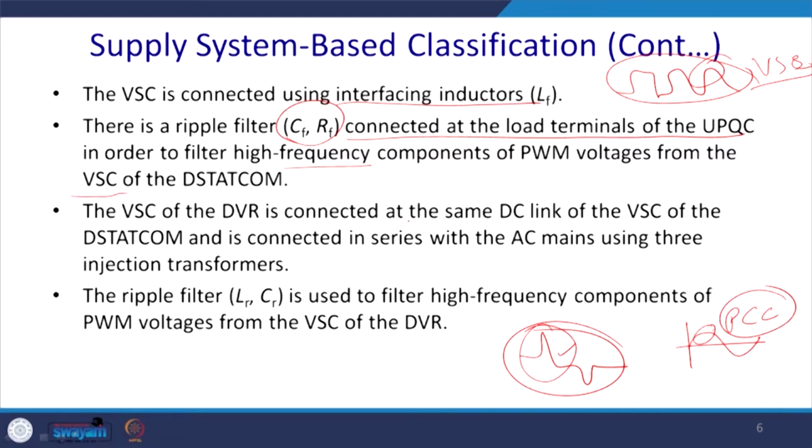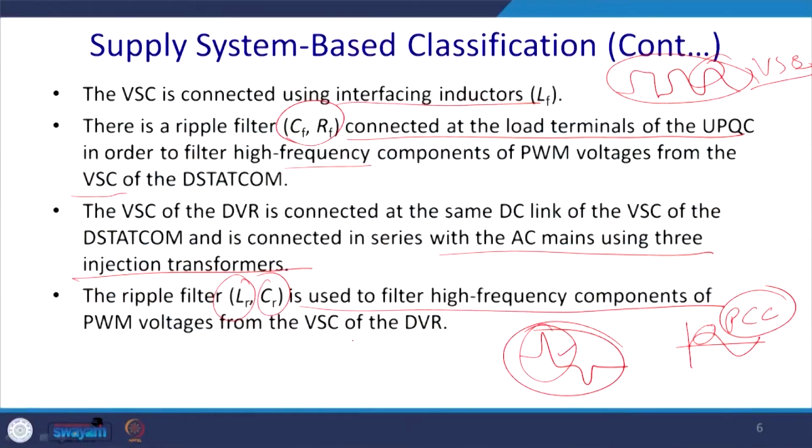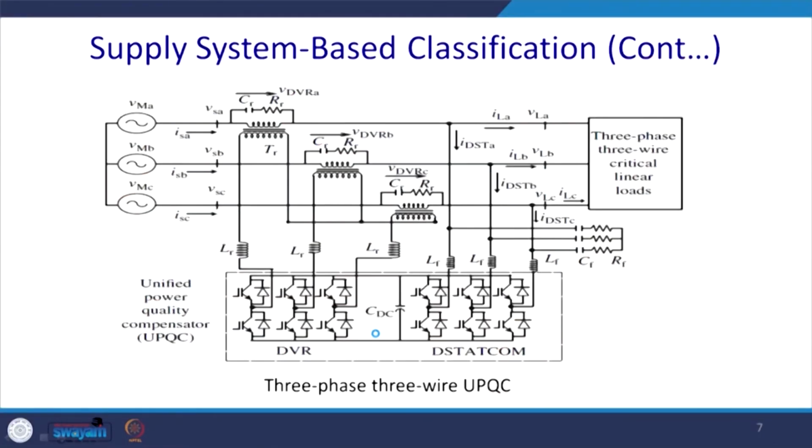The VSC of the DVR is connected at the same DC link as the VSC of the D-STATCOM, and it is connected in series with the AC mains using the AC injection transformer. So, this is the way of operation of the D-STATCOM. Moreover, the ripple filter, LR and CR, is used because it is switching. Generally it is an IGBT switching at maybe 10 kilohertz. Those switching ripples are required to go out; ultimately this is not a big challenge, because your power system is a low pass filter. It is used to filter out the high frequency components of the PWM voltage from the VSC of the DVR. So, this is the overall structure of the 3-phase 3-wire UPQC.